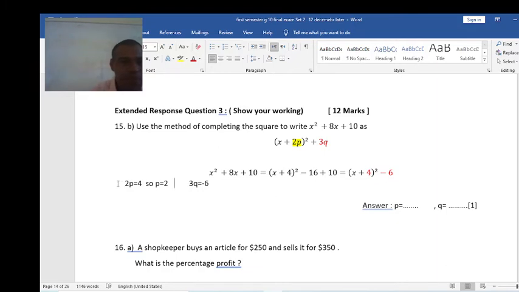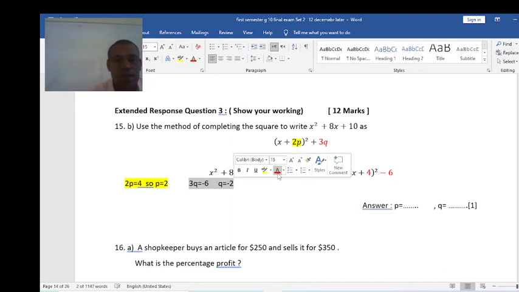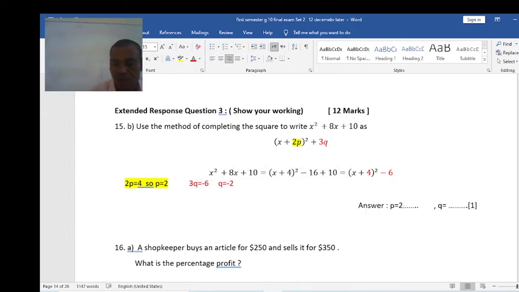The next one: the second one, 3q equals negative 6. I will divide by 3, so q equals negative 2. This is the second solution. Okay. Now just write here 2 there, negative 2. Clear?